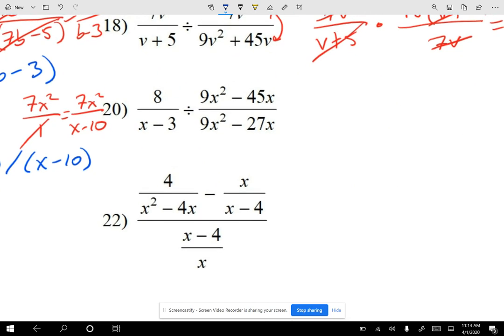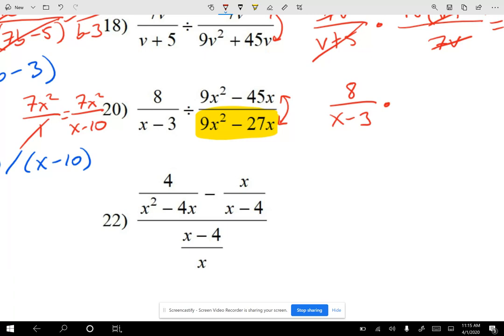Let's take a look at number 20. My first fraction is just 8 over x minus 3. Nothing I can do. Times the second fraction. Remember, I'm going to flip it. I'm going to do the reciprocal. So I'm looking at the bottom. That's what's going to go on top.